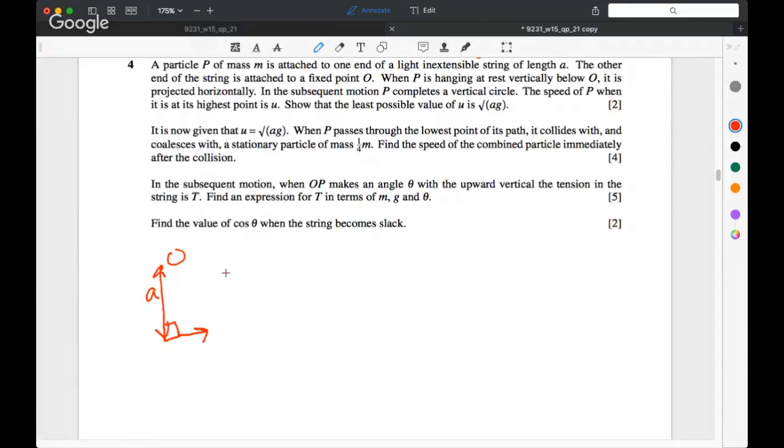In the subsequent motion, the speed of P when it's at its highest point is u. I'll just write that, u at the highest point. I would draw it on, but I don't have that much space. I think you should always start the questions by drawing a nice diagram. Show that the least possible value of u is the square root of ag. Okay, how do you go about this?